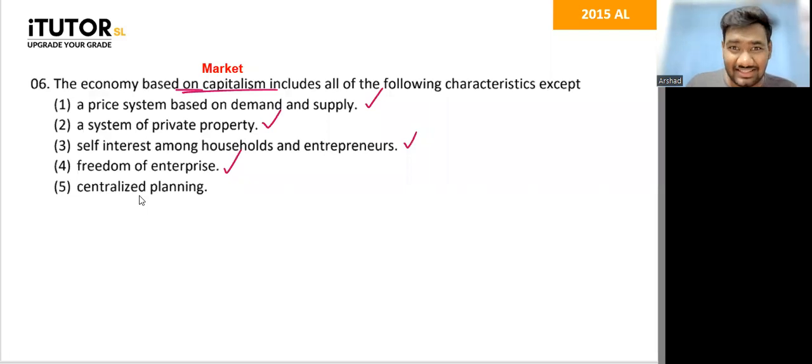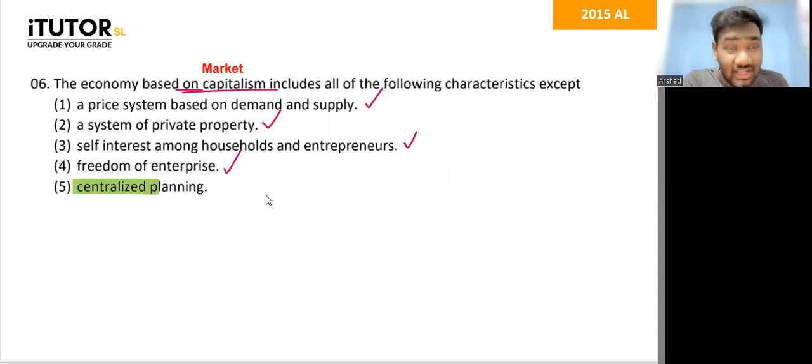Centralized planning, no. Centralized planning happens where? Centralized planning happens in a command economy. We don't do centralized planning in a market economy. In a market economy, we say decentralized planning. What does decentralized planning mean? Decentralized planning means anyone can do the plan. So businesses will decide what they are going to produce. One business says they are going to produce this, another says they are going to produce that. So everyone has the freedom to decide and do the plan.